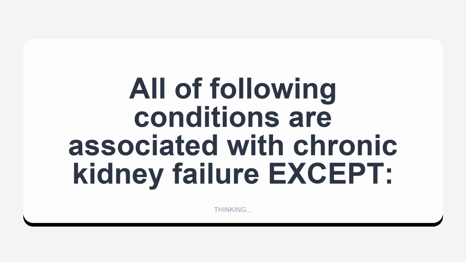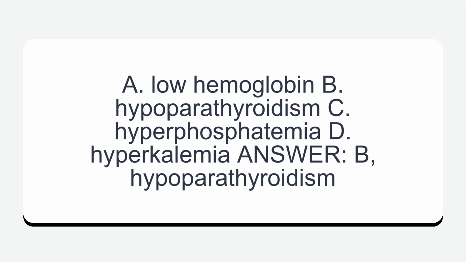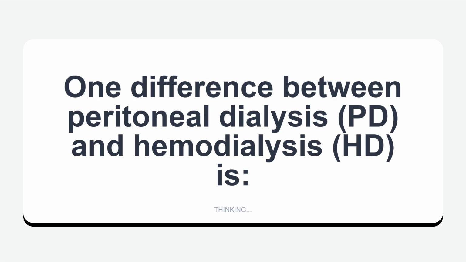All of the following conditions are associated with chronic kidney failure except: A. Low hemoglobin. B. Hypoparathyroidism. C. Hyperphosphatemia. D. Hyperkalemia. Answer: B. Hypoparathyroidism.